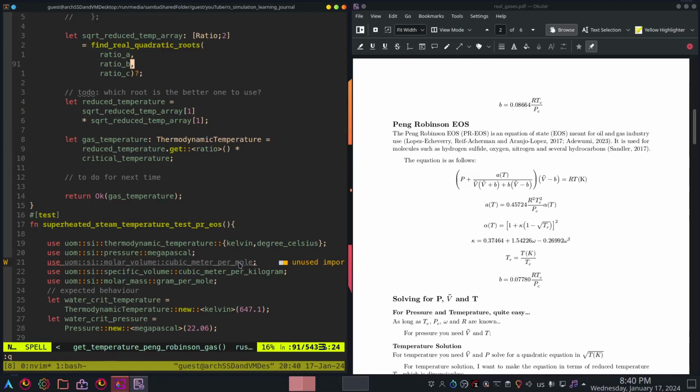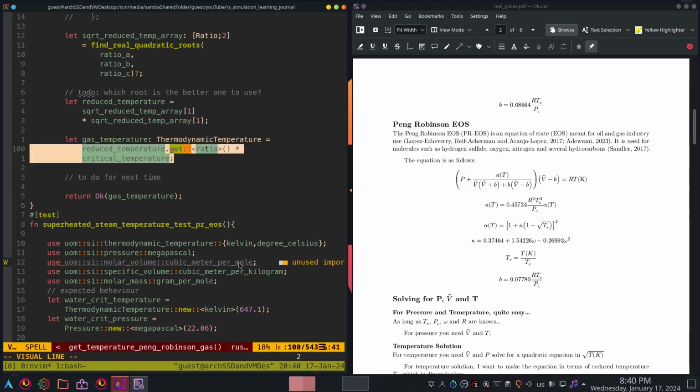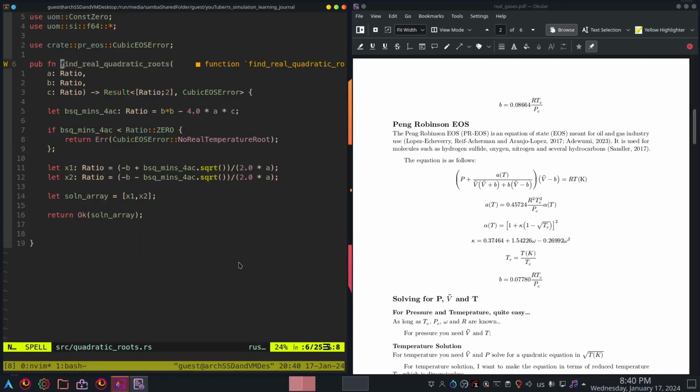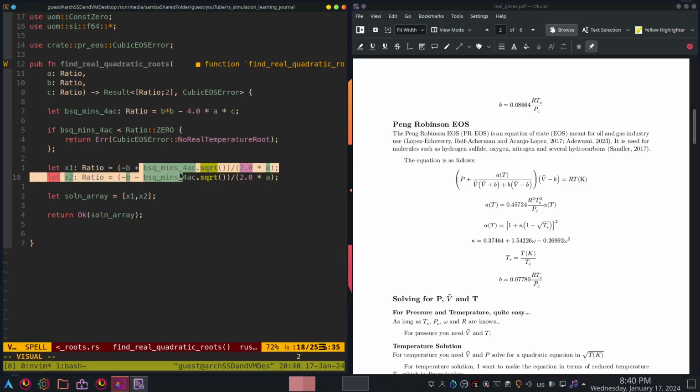Okay, how do we find the positive square root here? We have a reduced temperature array, and we call this function to find the real quadratic roots. There are two roots being returned here, x1 and x2. x1 is basically minus b plus the square root of b squared minus 4ac. Then the second one is minus b minus the square root of b squared minus 4ac.